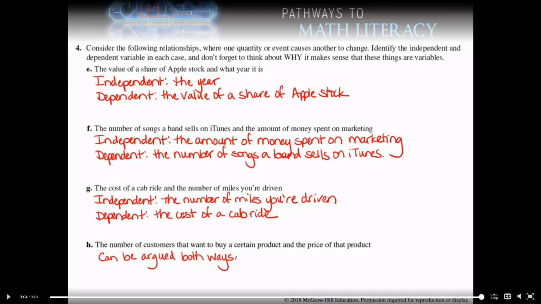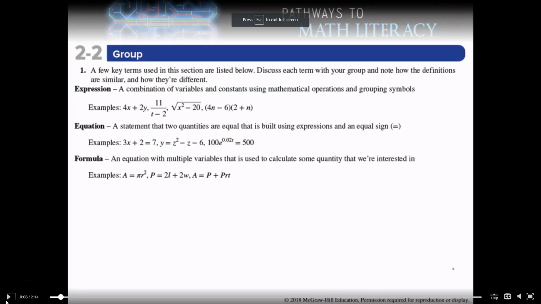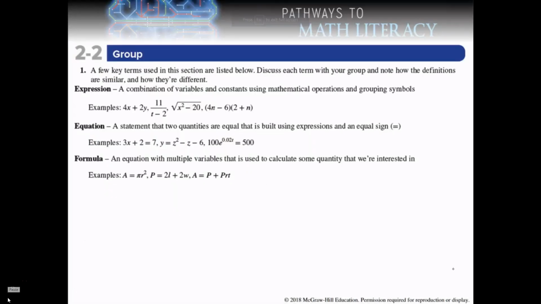In question 1, you're just supposed to discuss with your group these 3 definitions and how they're different and how they're similar. So an expression is a combination of variables and constants with operators or grouping symbols. There's no equal sign in an expression. It's just variables and numbers with plus, minus, multiply, divide, square root, those types of things.